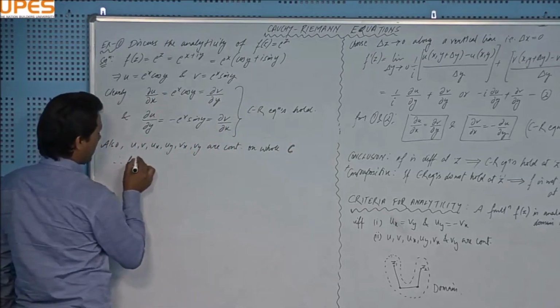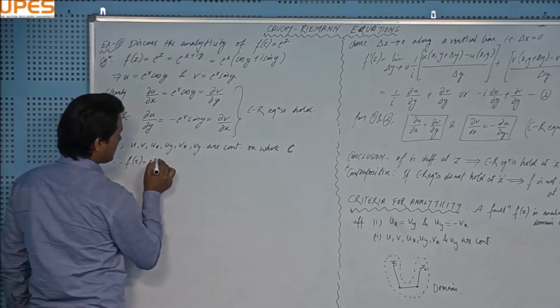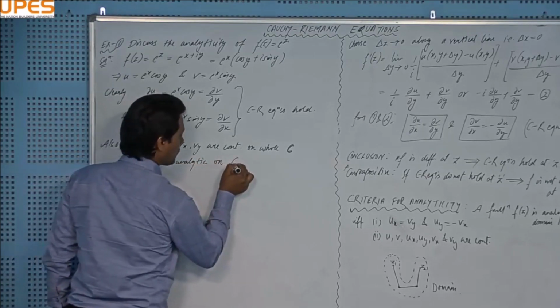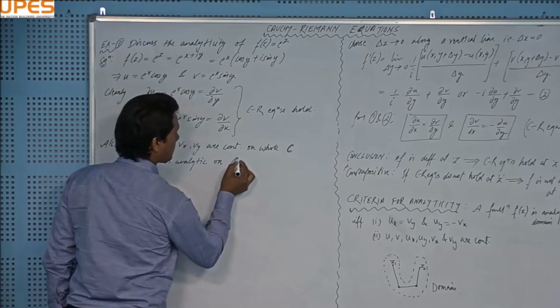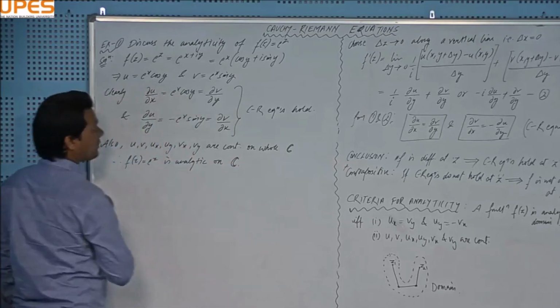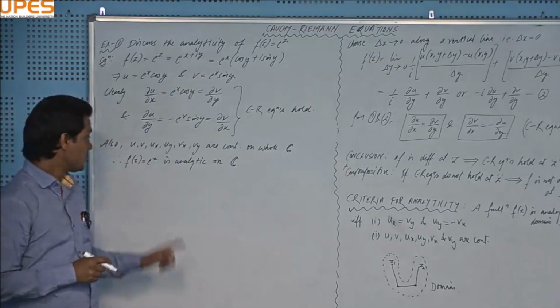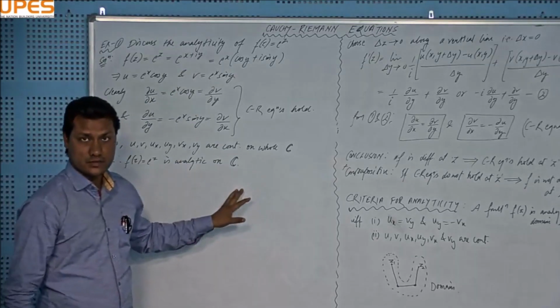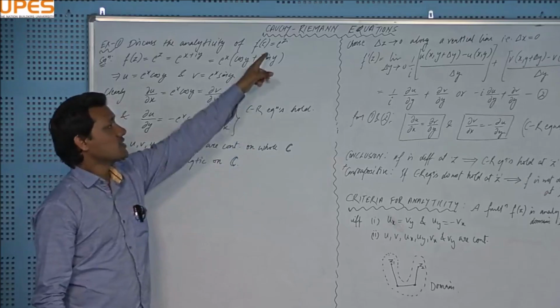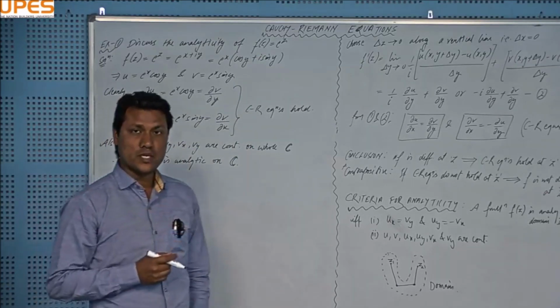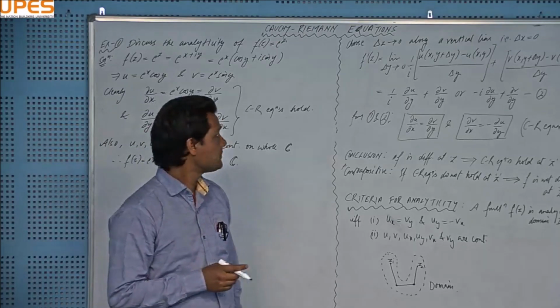Therefore, f(z) equal to e to the power z is analytic on the whole complex plane C. And such functions, which are analytic on the whole complex plane, are called entire functions, right? Other examples of analytic functions are sin z, cos z, any polynomial, any constant function, right?